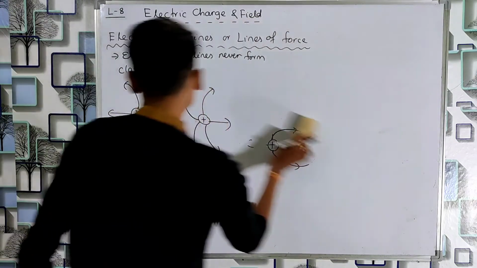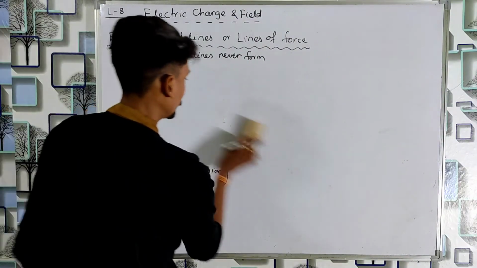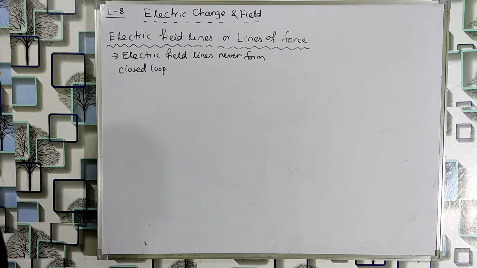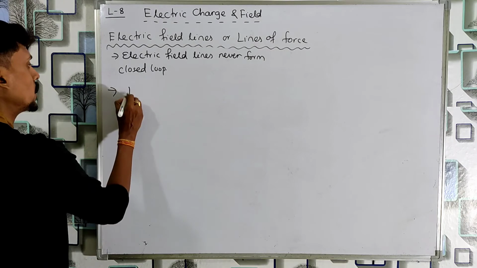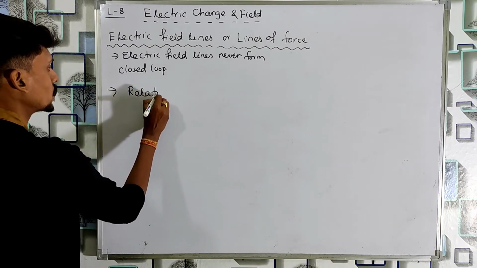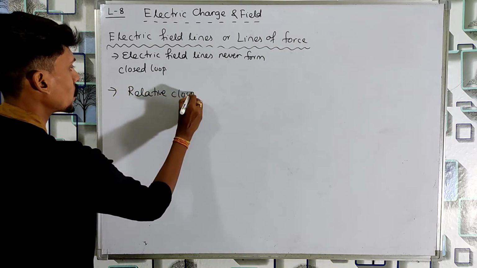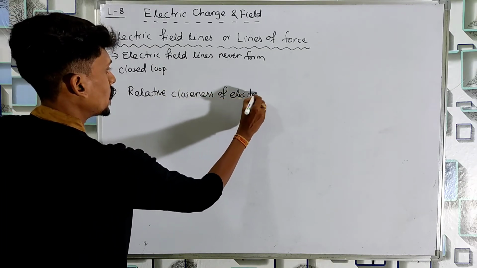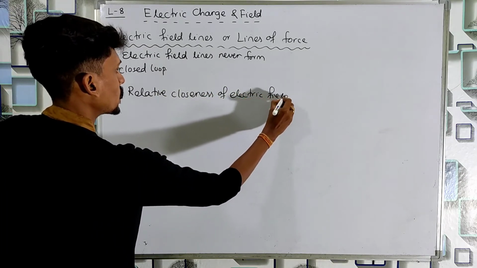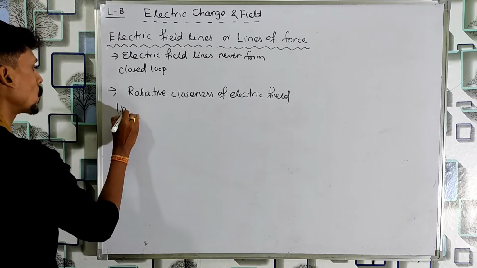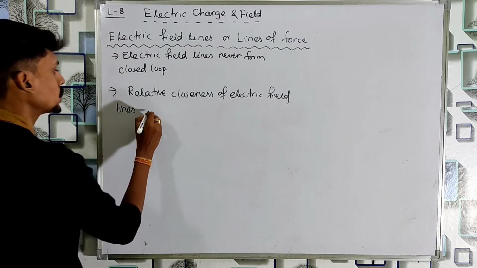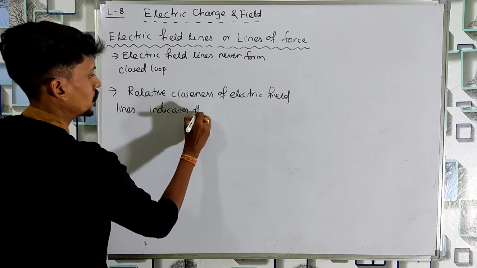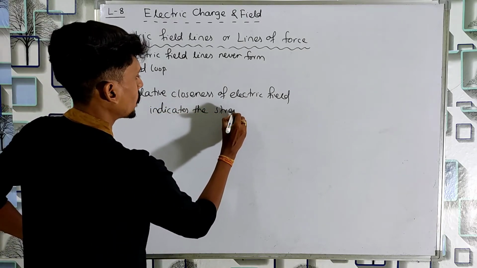So the next point is the relative closeness of electric field lines. The relative closeness of electric field lines indicates the strength of the electric field.